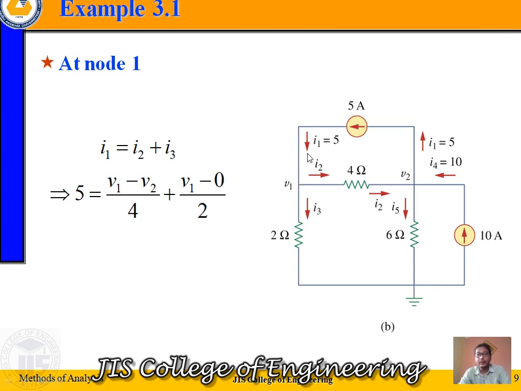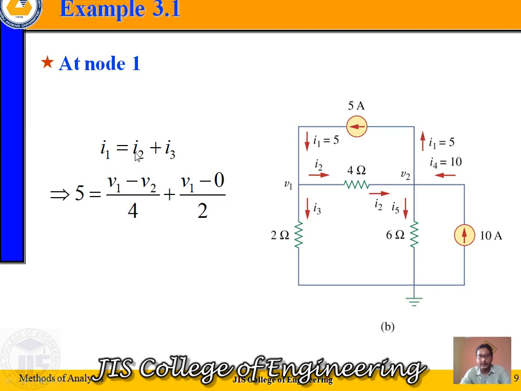We know this I1 current is in the branch consisting of a current source. And if any branch consists of a current source, then we have to put directly the value of the current. So we can say that I1 current is nothing but the value of 5 ampere. So I1 current we have written over here, this 5 ampere.